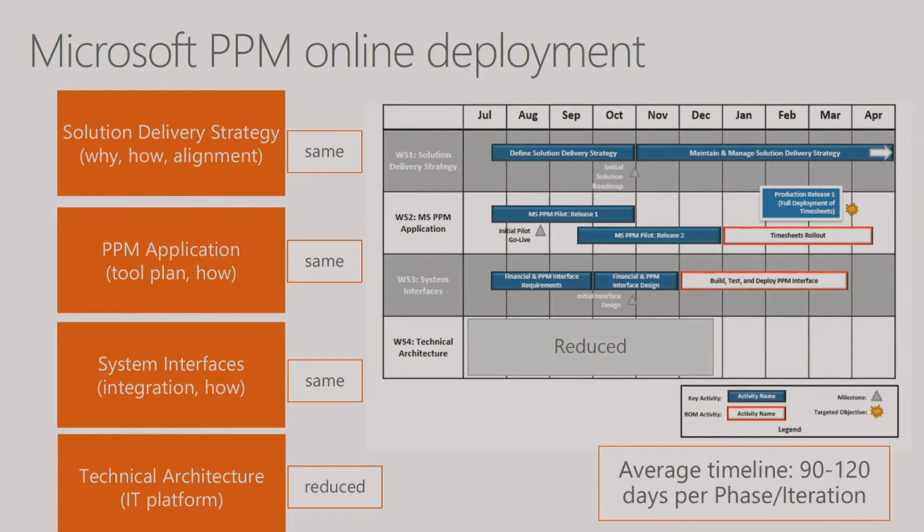So when we go to an online deployment, the solution delivery strategy is exactly the same. You still have to do the planning. The application work stream is exactly the same. As was mentioned before, it really is the same application online and on-premise. The system interfaces are the same, but we mentioned there are some differences in programmability and reporting. You're going to learn more about that in some of the sessions that are coming up tomorrow. But it's essentially the same level of effort. You're just doing it in a different set of mechanisms.